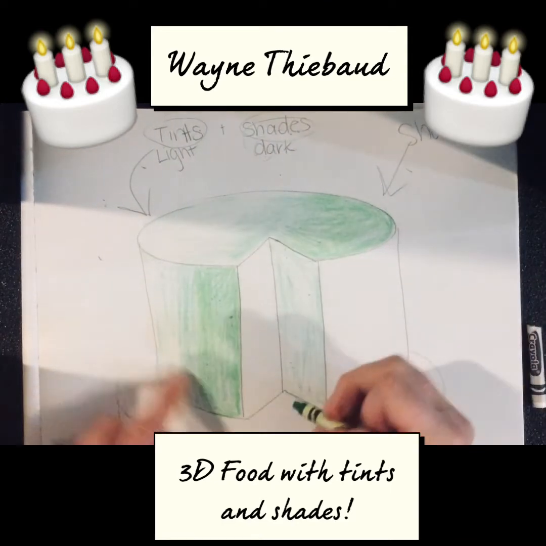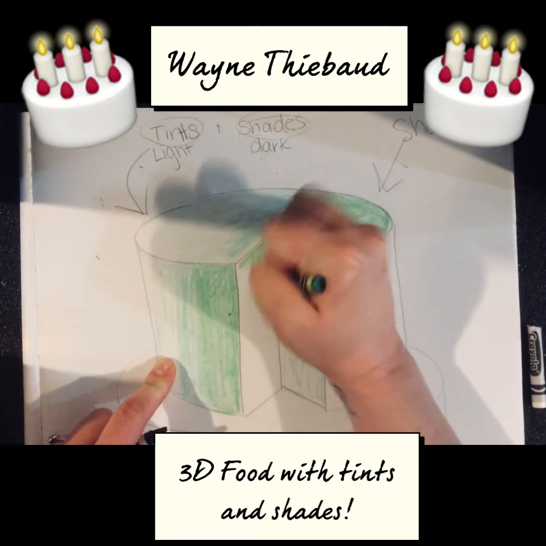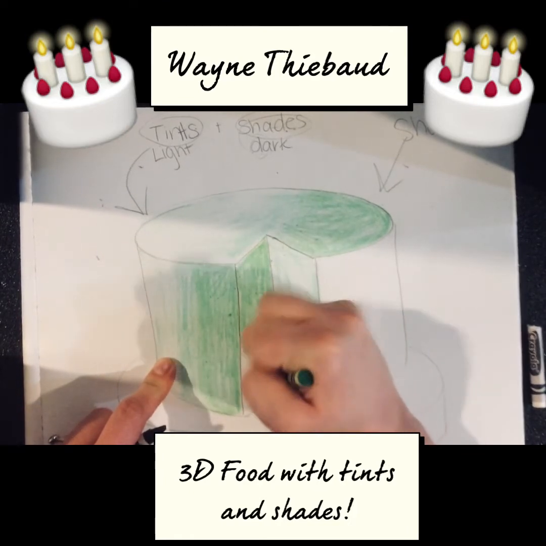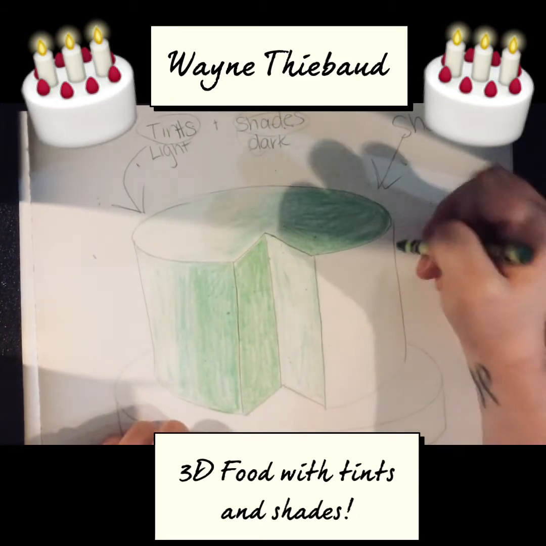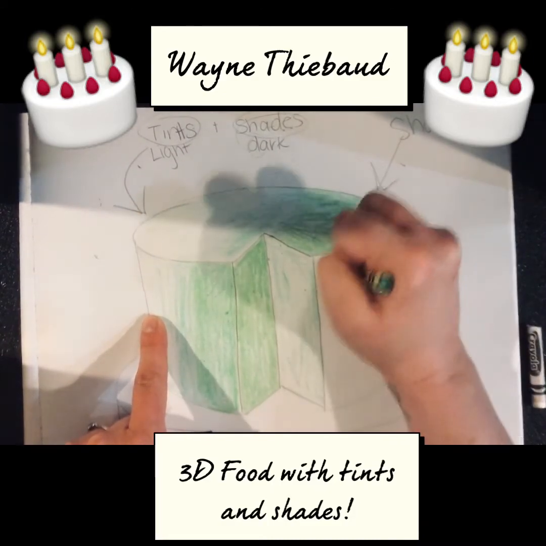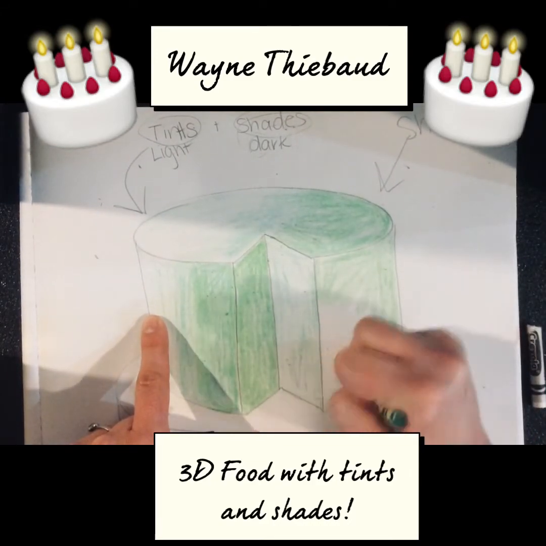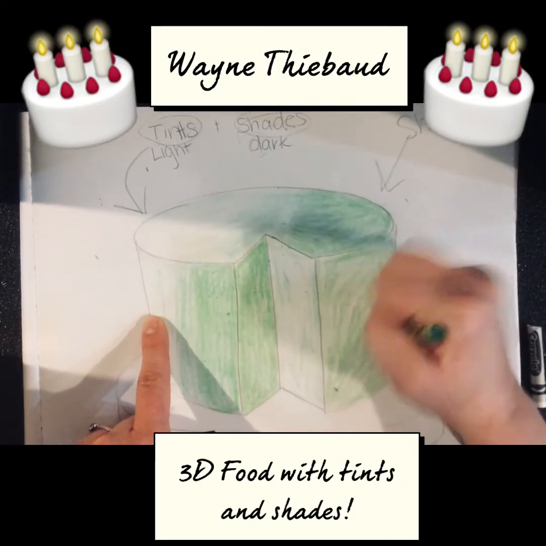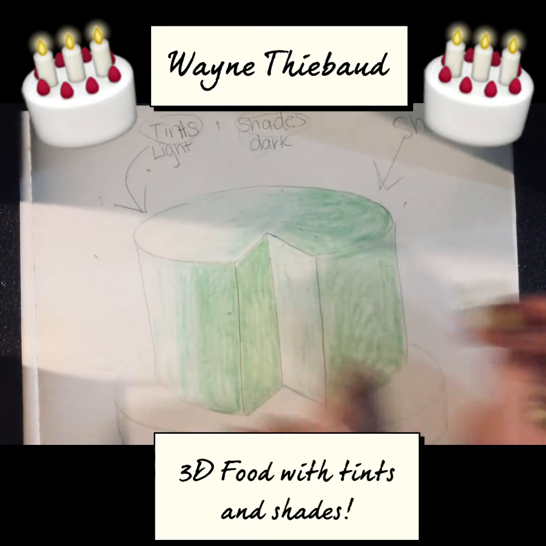Alright. Now the inside of this cake here is going to be dark because it's going to be in shadow, so I'm actually going to color that all the way with the medium green to make it darker. Okay. This is also a dark side, so I'm going to color that medium green all the way, filling in. Okay, now we've got our medium hue tones, and we've got our tints.